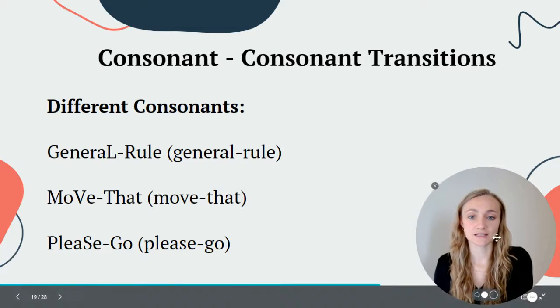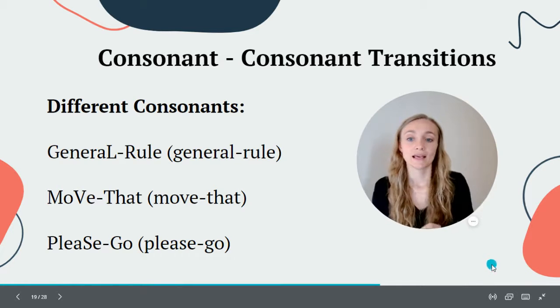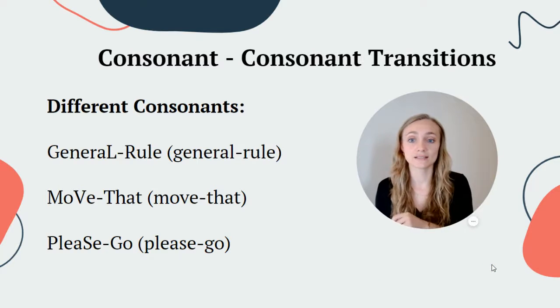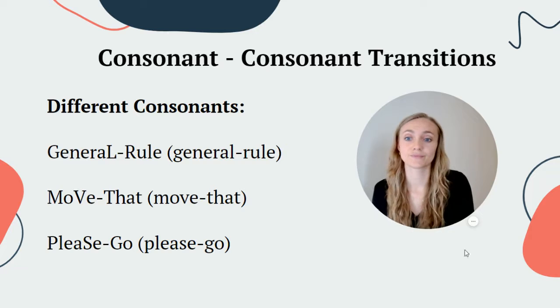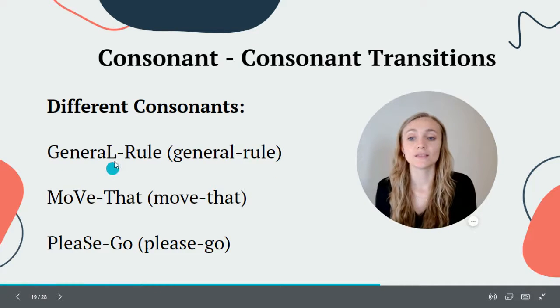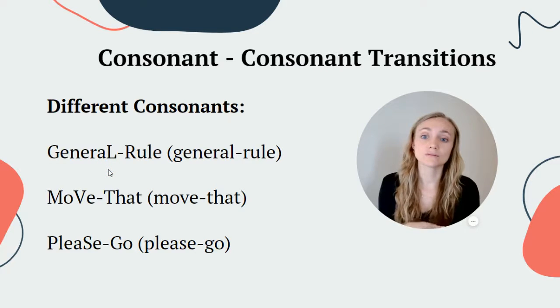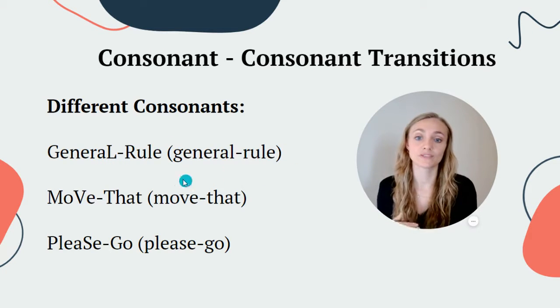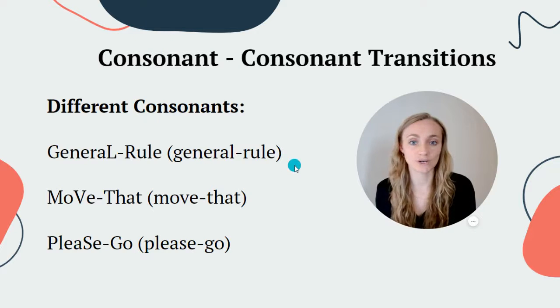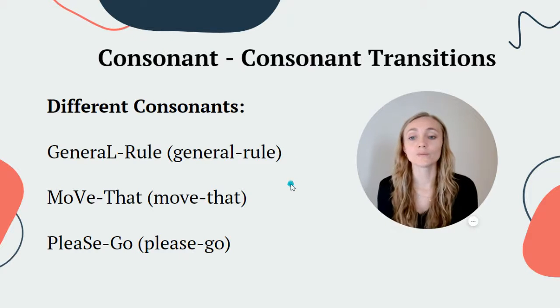So for some different consonants, if we have consonants that are different, so for example, this first word ends in an l or ol sound, the next one also another consonant sound, and instead of saying general rule, it sounds like general rule. It sounds like it's all one word.